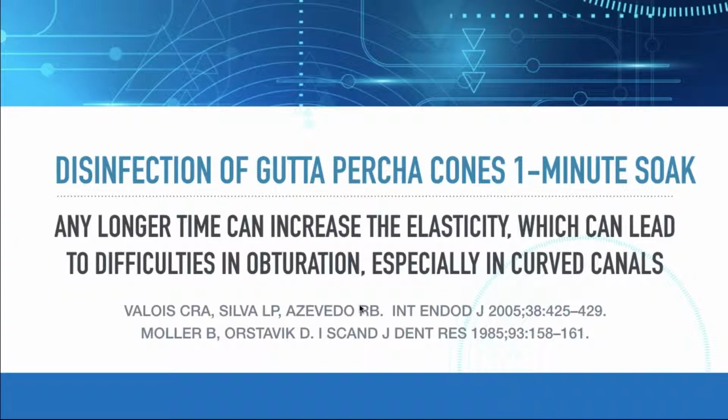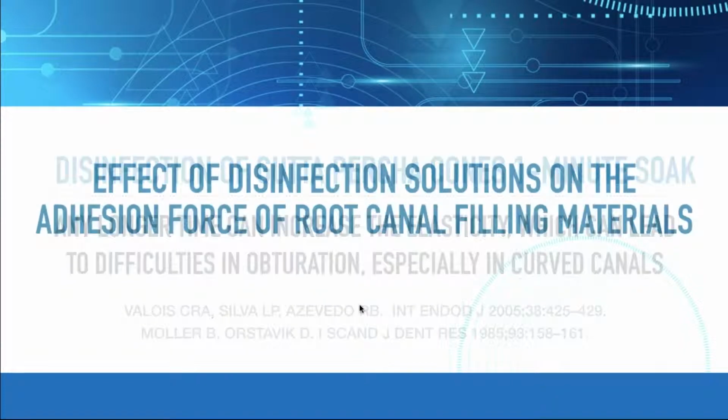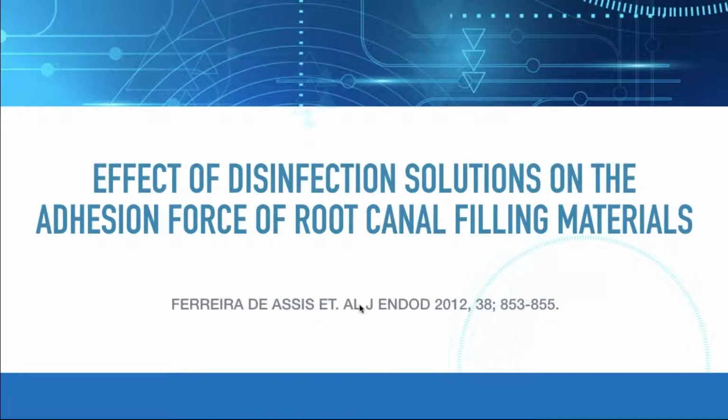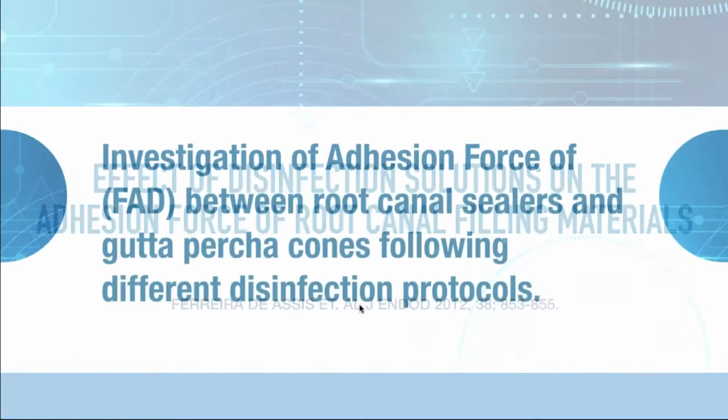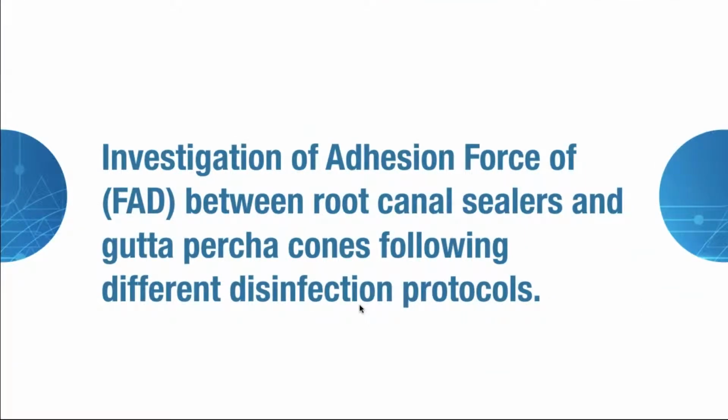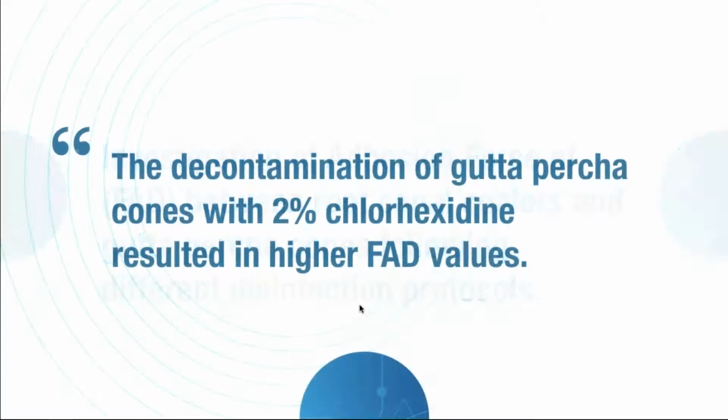So the question becomes, what do I soak it in? Do I soak it in full-strength sodium hypochlorite, or do I soak it in 2% chlorhexidine? I went back to the research and I found this series of studies where we looked at the effect of the disinfectant solutions on what's called the FAD, the force of adhesion of root canal sealer on gutta-percha cones. And obviously, the higher the adhesion, the more desirable it is. So what Ferreira did with his group is they looked at just that. They looked at the FAD, the force of adhesion, between root canal sealers and gutta-percha cones when the gutta-percha cones were disinfected in either A, full-strength sodium hypochlorite, or B, 2% chlorhexidine. And what he did was he found, with statistical significance, when you decontaminate your gutta-percha cones with 2% chlorhexidine, it resulted in a higher force of adhesion.